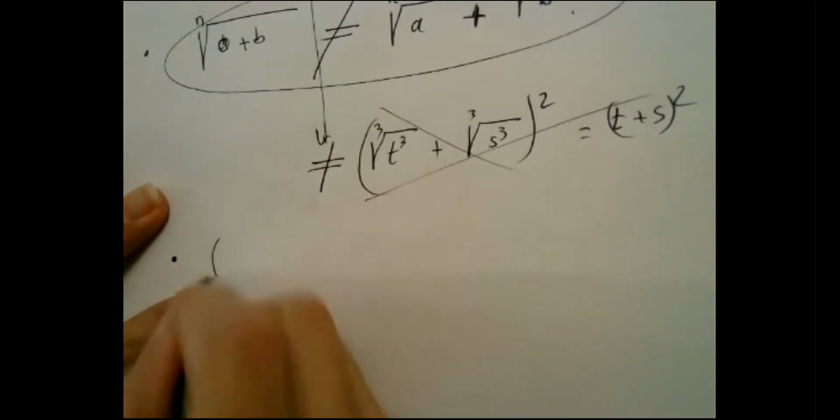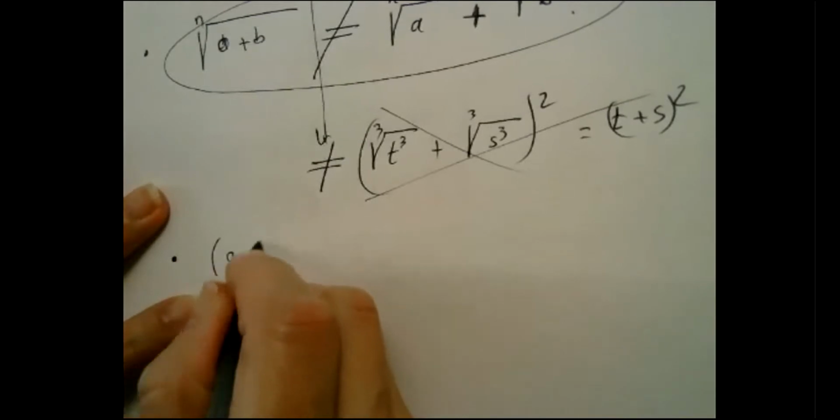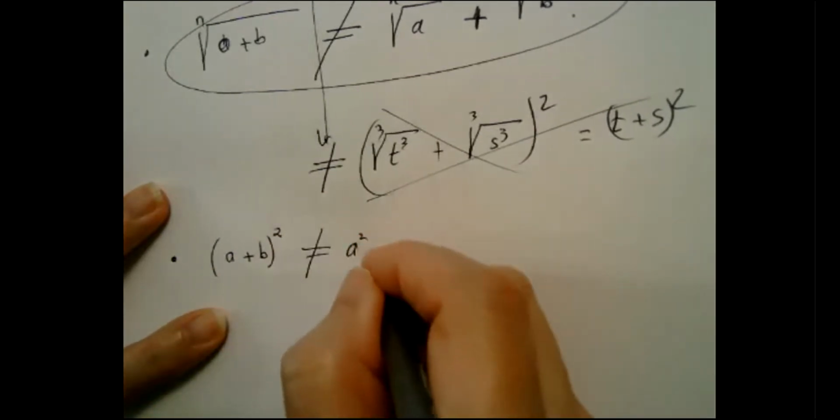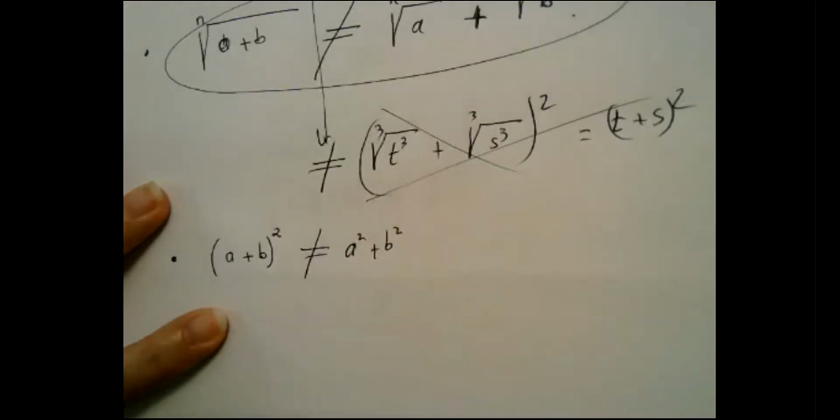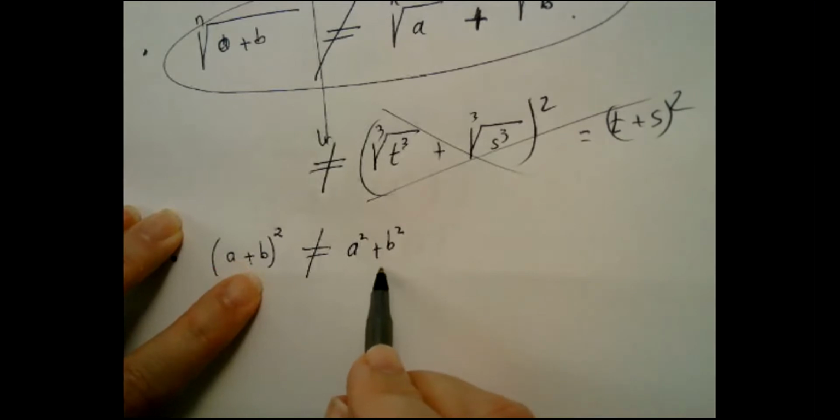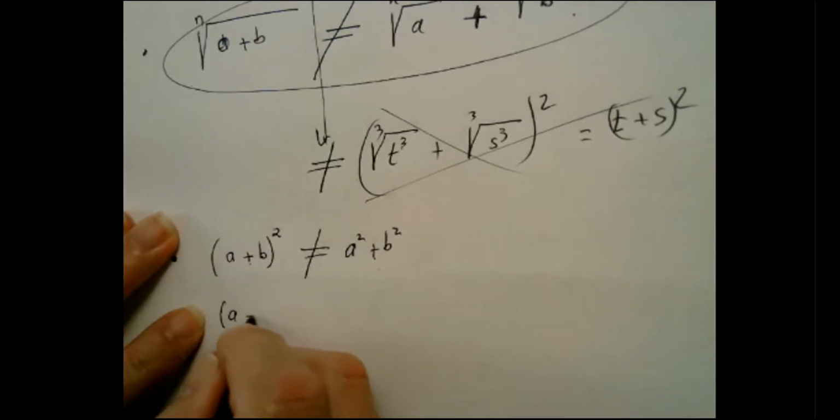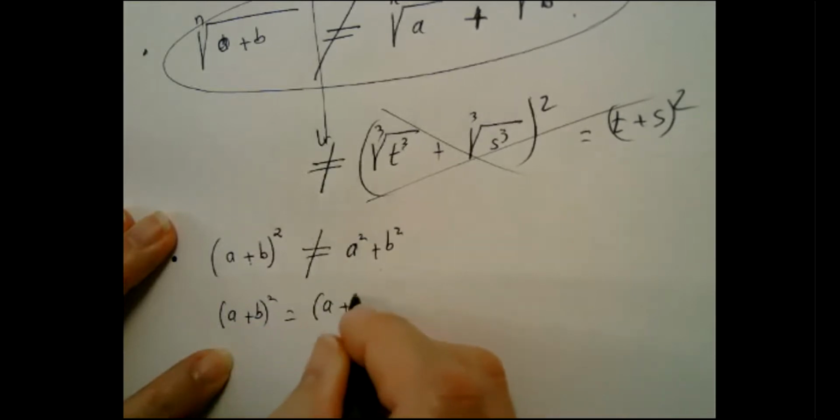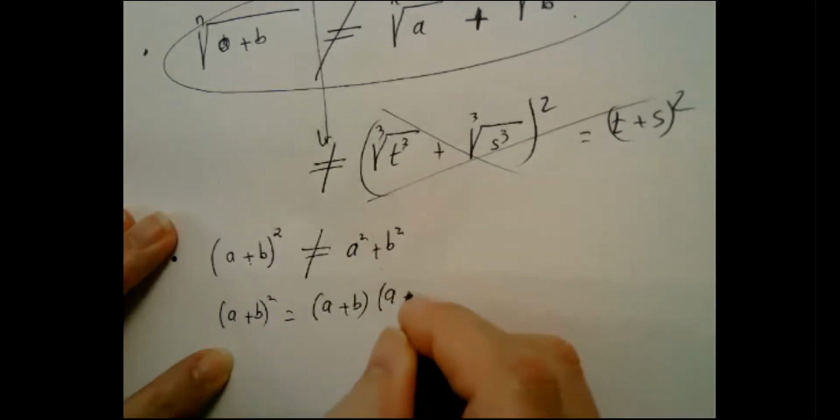If you have the following quantity, (a + b) to any power, let us say even 2, the easiest power. This is also not a squared plus b squared. Okay, so we cannot split. If we have a sum here, we cannot split it this way. And let us see why, not because I said so. If I take (a + b) squared, this is (a + b) times (a + b).